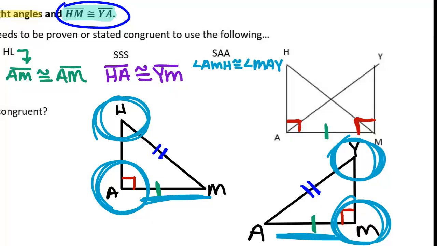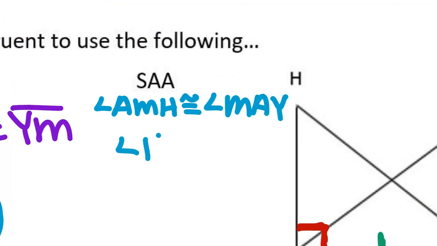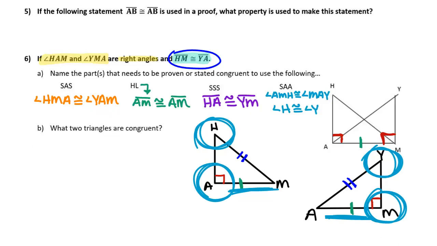H and Y. Can I call this angle H? Would that be okay? Yes. Can I call this angle Y? Yes. So we could say angle H congruent to angle Y. Either one of those would be fine. What two triangles are congruent?